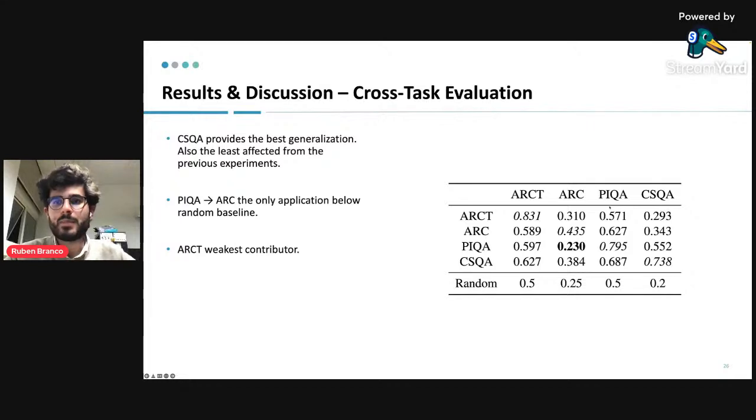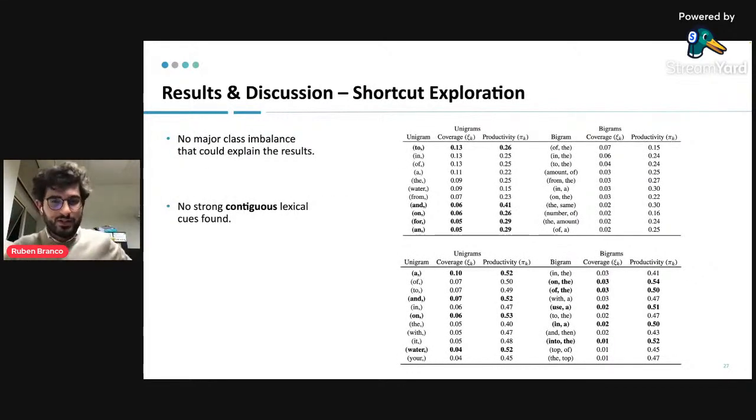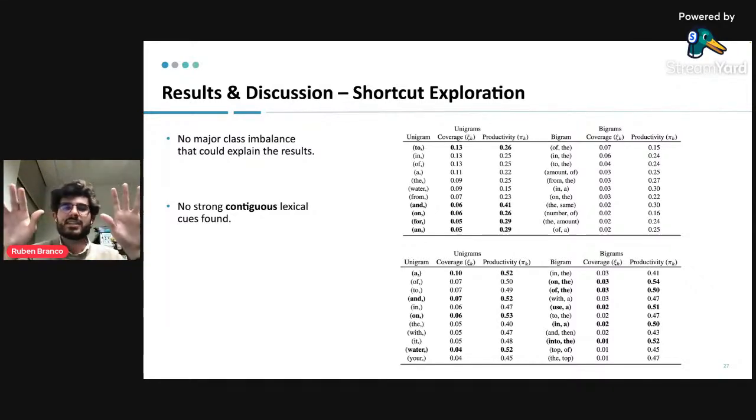Okay, last result, and then we go for conclusions. For shortcut exploration, class imbalance could not explain the results. There was a slight imbalance, but it cannot explain these results. And no strong contiguous lexical cues were found. I say contiguous because we tested unigrams and bigrams, and this methodology only considered n-grams, but it could be that there are lexical cues that are nonlinear, like having this word in position 2 and that word in position 44 somehow makes it related to the correct answer. So this could be happening, but we did not test on that because it's really not that trivial.